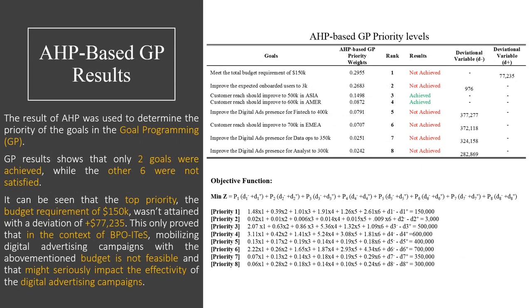As discussed in the previous slide, the AHP result was used in identifying the priority levels of the preemptive goal programming formulation. You can see the objective function at the bottom, and we computed it using Excel Solver. In the table from the top, you can see the results of the AHP-based goal programming. Apparently, only 2 out of the 8 goals were achieved. The remaining 6 goals were not attained, including the top and second priority.